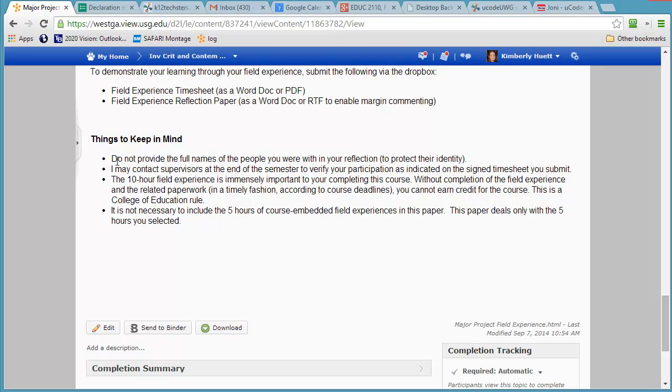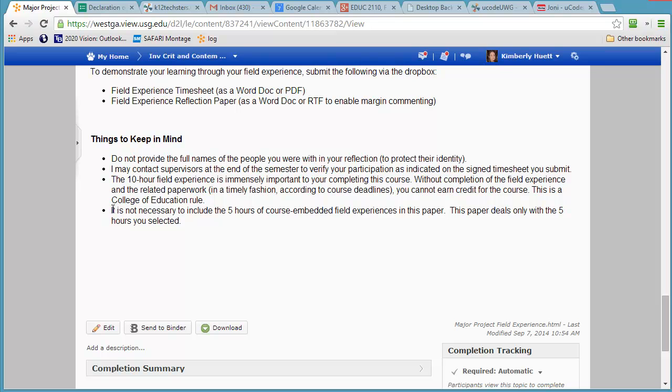I may contact supervisors at the end of the semester to verify your participation. The 10-hour field experience is immensely important to your completing this course. You can get at best an incomplete in the course if you don't complete this. Okay, this is a COE rule. So even if I didn't care if you completed the field experience, you still have to do it. Okay, I'm bound to make sure that you do it.